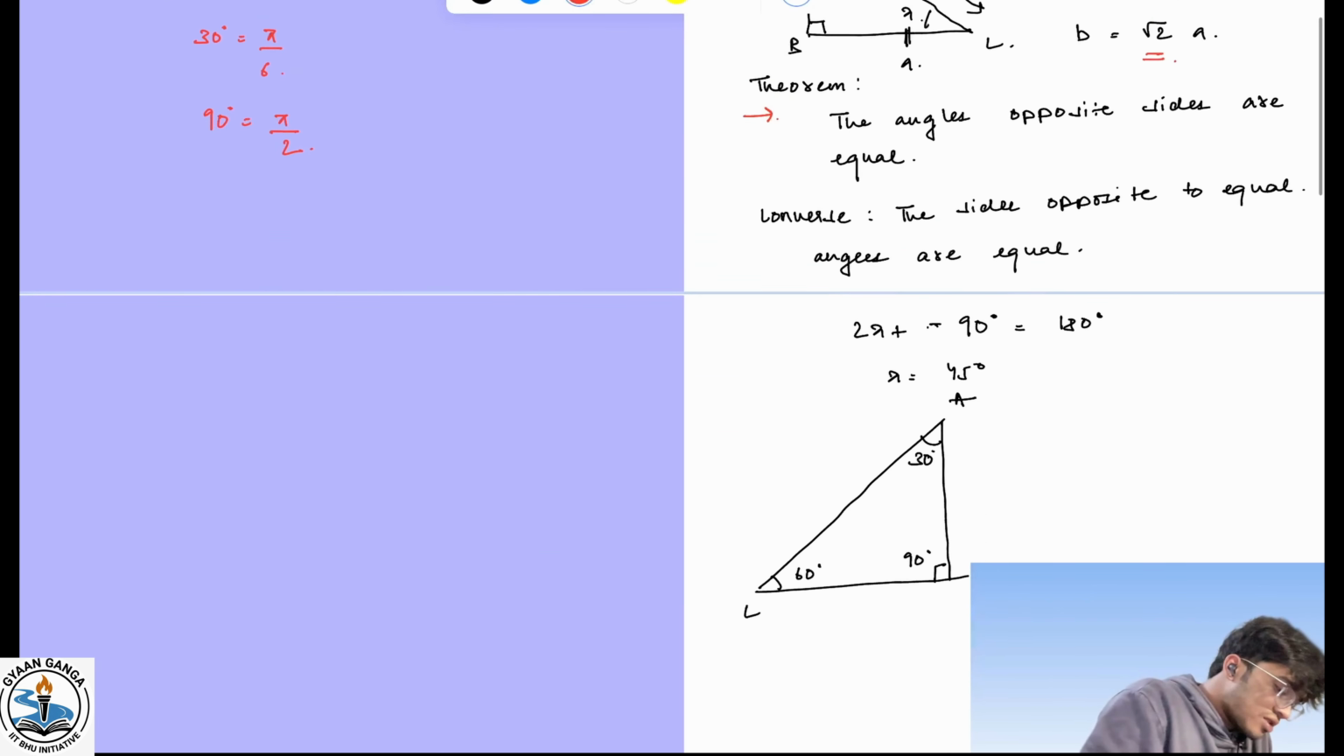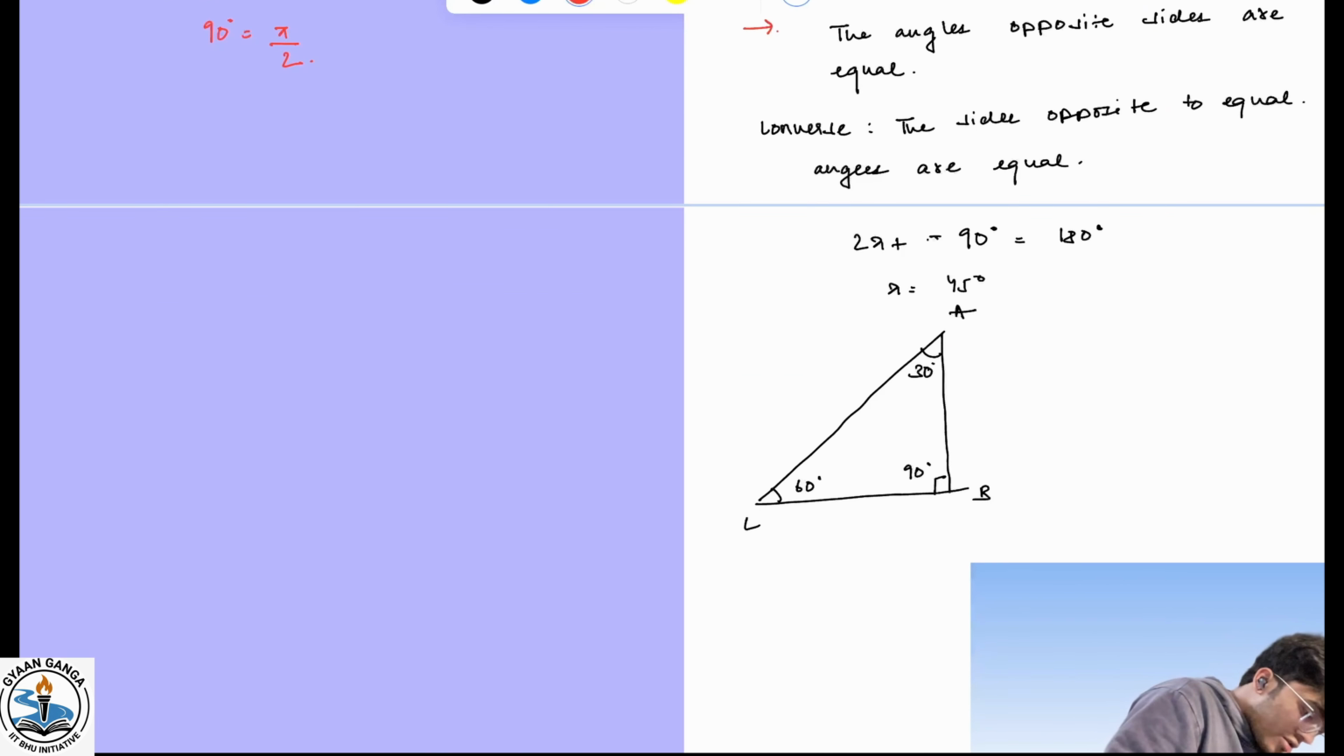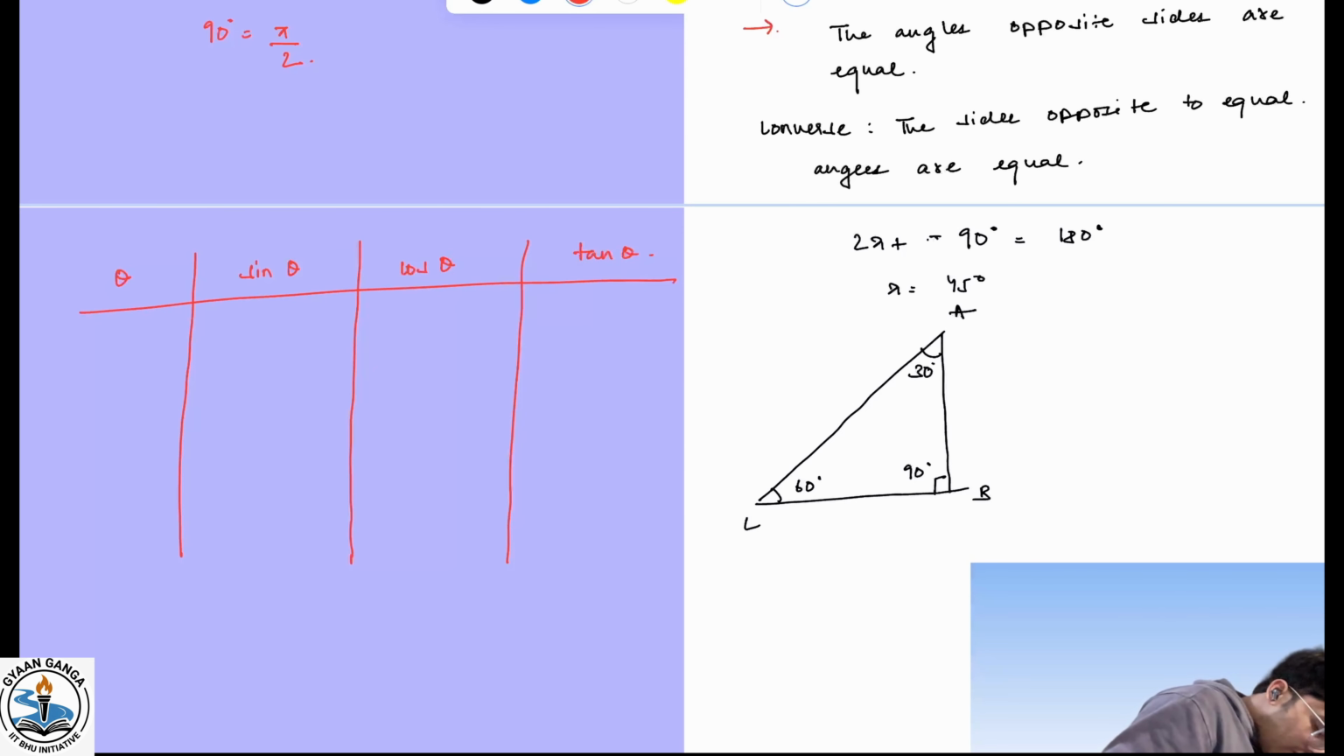So now the values of the trigonometric ratios. So you have sine theta, cos theta, and tan theta, right? And this is the column for theta. Now let's start with the smallest angle. You have pi by 6, which is 30 degree. Sine pi by 6 is 1 by 2.